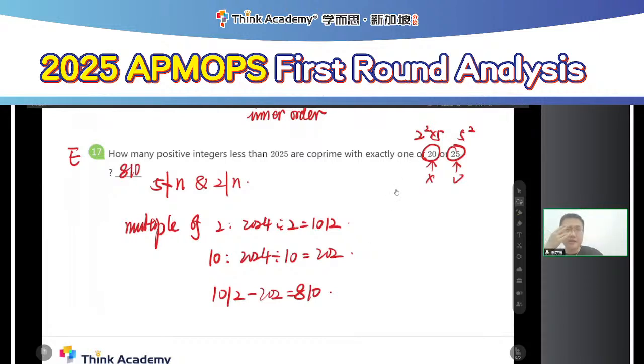Yeah, it's easy, but a little bit tricky. You just need to know that 25 is special. So it cannot be co-prime with 20 but not co-prime with 25. Right? So just the multiples of 2 but not multiples of 5, a basic inclusion and exclusion. Right?